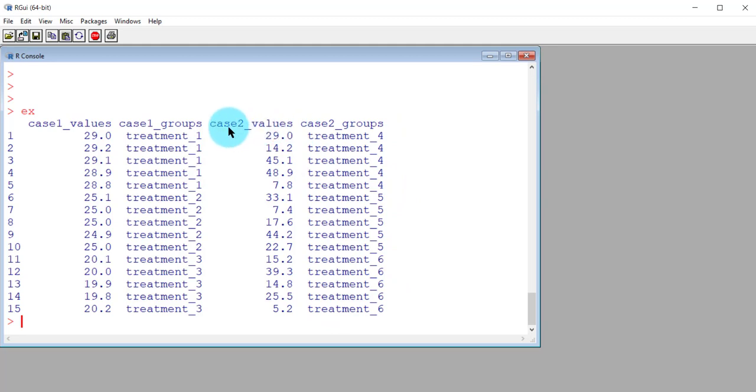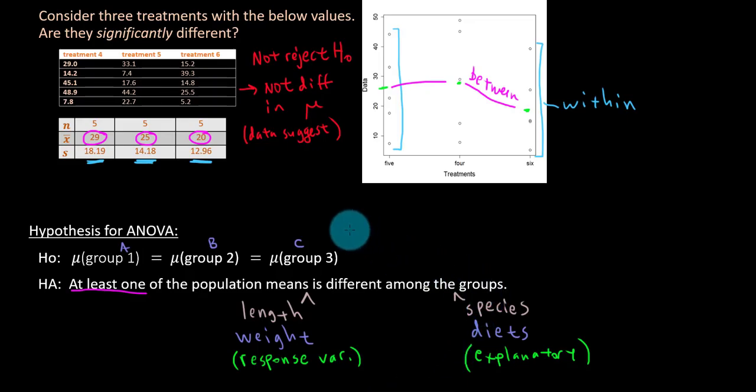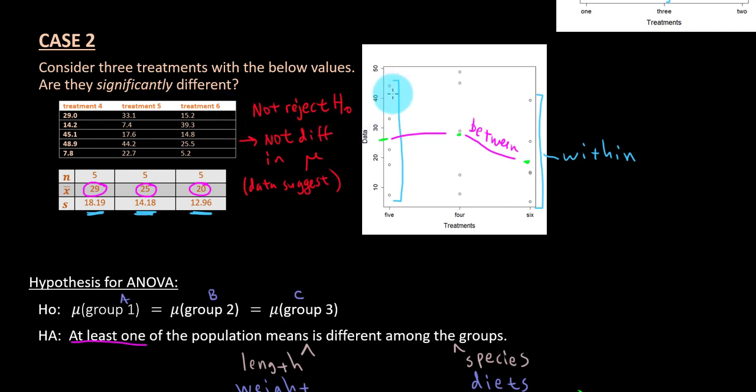Let's start with case 2, because that was the last group that we saw, right? We saw that these values, certainly the treatments are different from each other, but they are not significantly different. I'm going to anticipate a pretty big p-value from this second case.